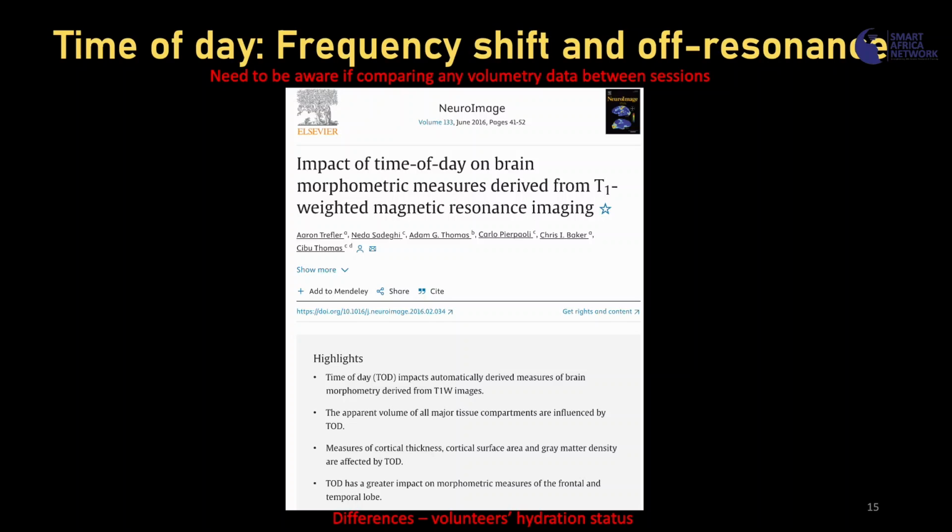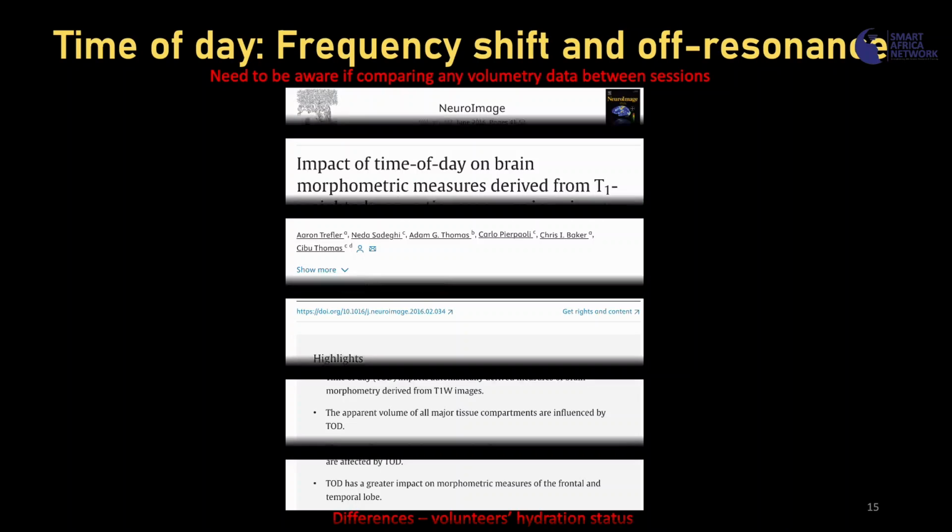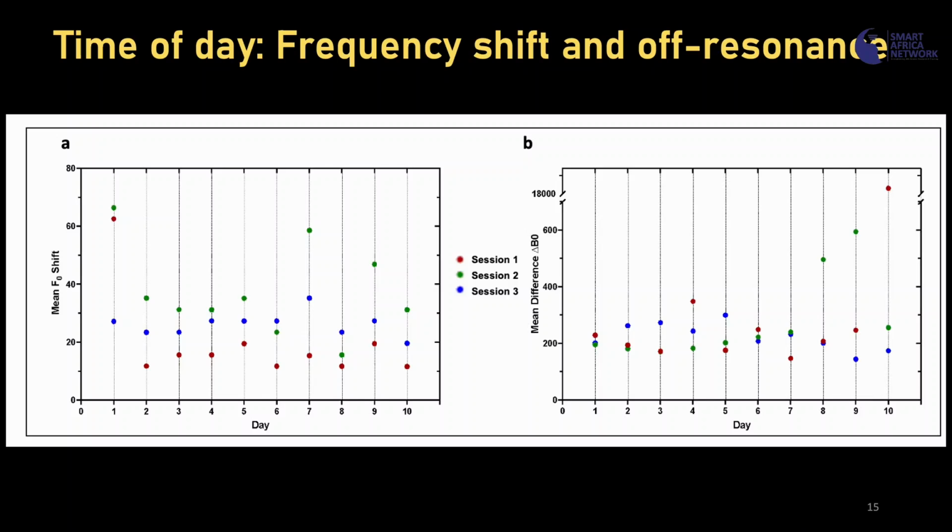One important thing that we did identify looking at 3T was that the time of day when human volunteers were imaged did have a bearing on the morphometric measures. When we looked at our data, we identified that session 1 was probably the best to image volunteers because it had the least frequency shift.